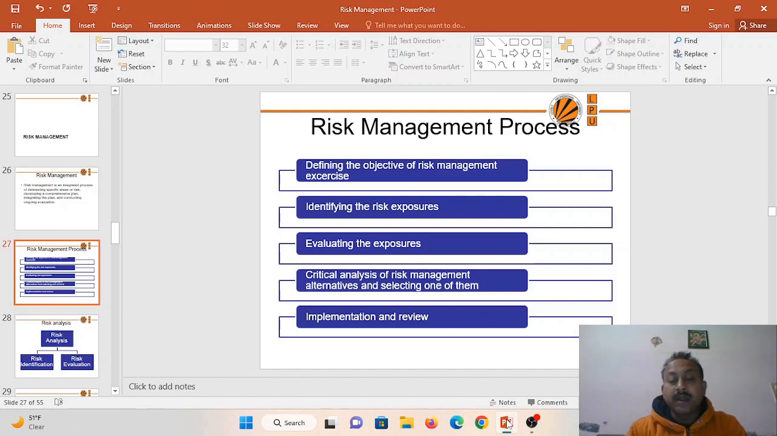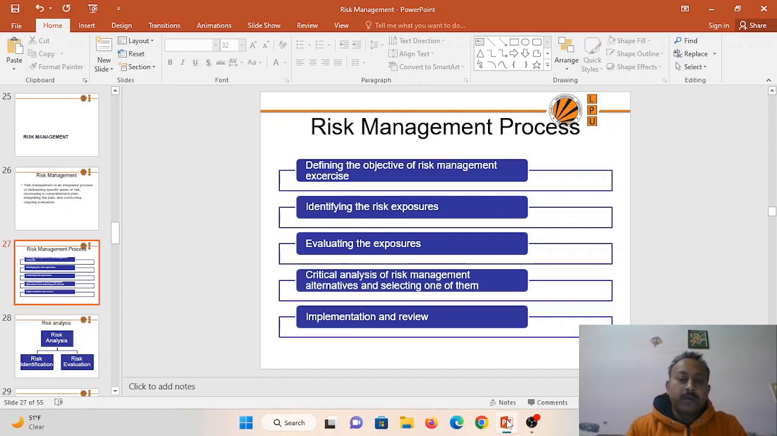Next, once we identify a risk factor, we need to evaluate the exposure. Evaluating exposure means the quantum of loss which may possibly occur in this particular case, the probability of default, and the exposure at a given level of default. These are certain parameters that we need to look into in this dimension of evaluating an exposure.